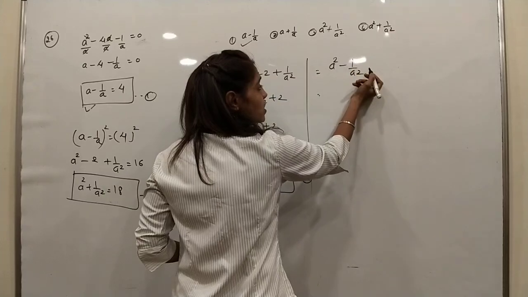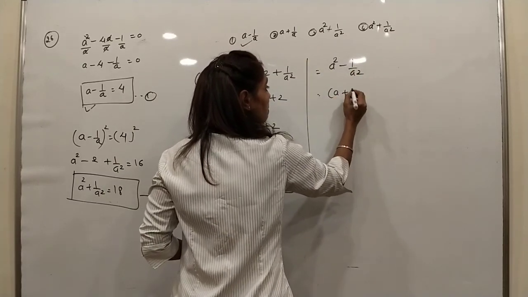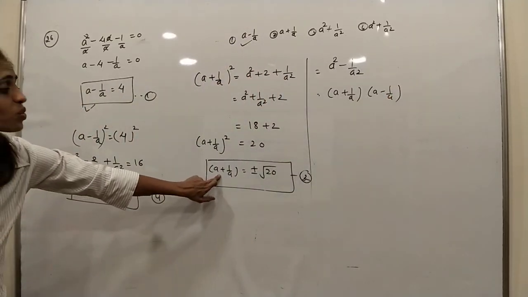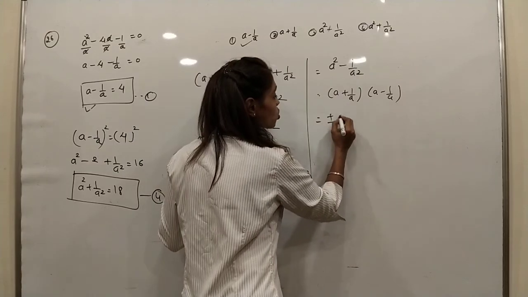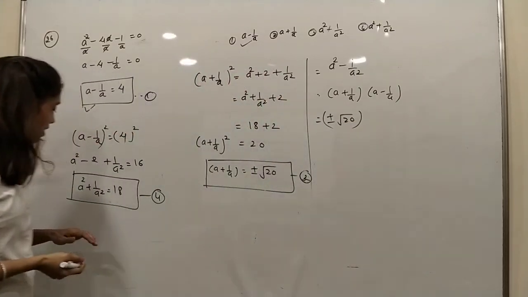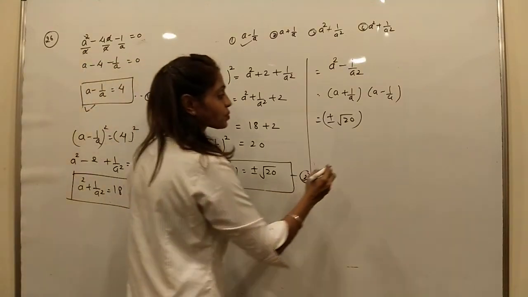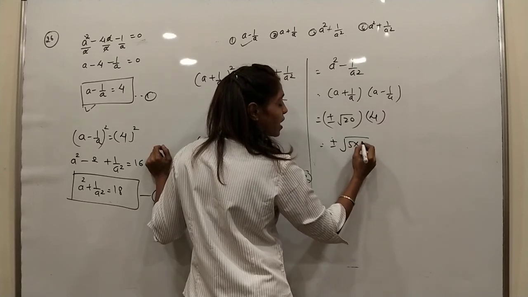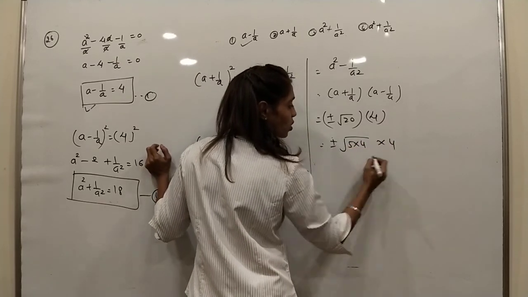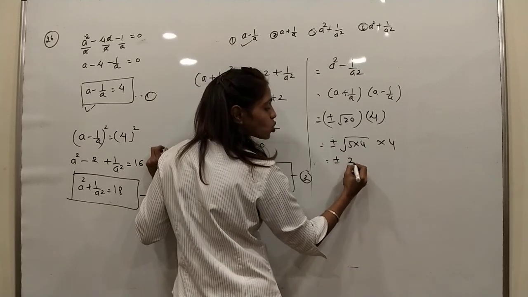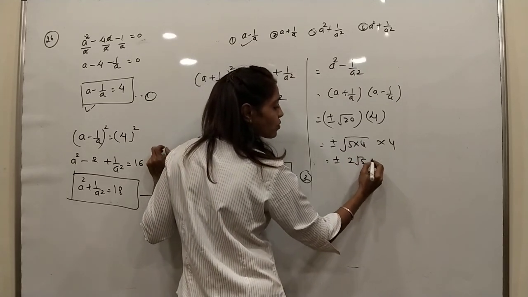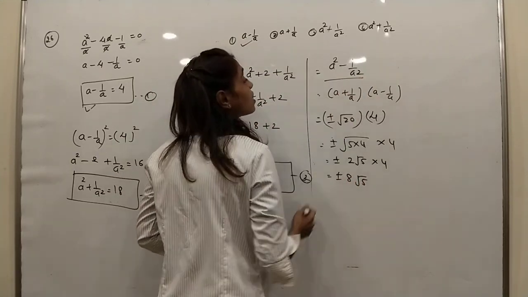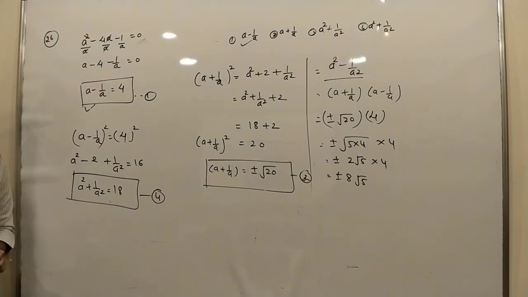That is a square minus 1 upon a square, without the square: the formula is 1 time plus, 1 time minus. But I have the value of a plus 1 upon a, that is plus or minus root 20, and a minus 1 upon a is 4. So plus or minus root 20 into 4, but root 20 is 2 root 5, into 4, so plus or minus 8 root 5. That is the answer of a square minus 1 upon a square.